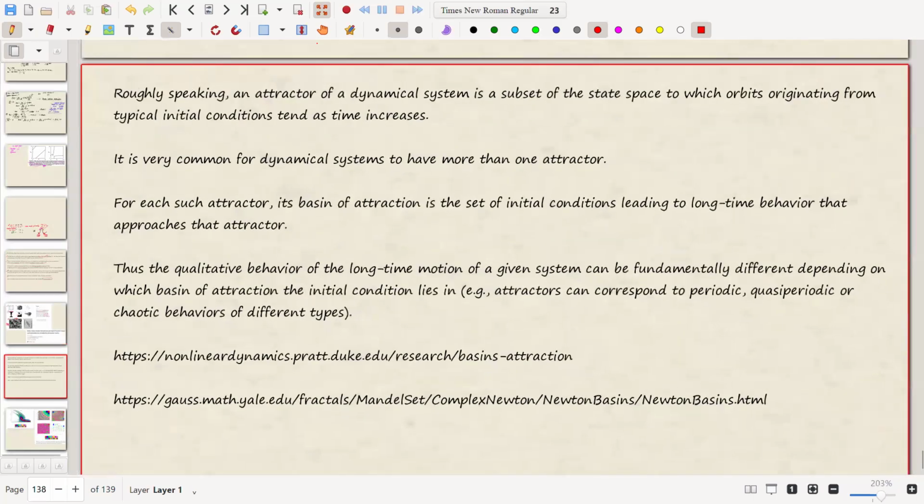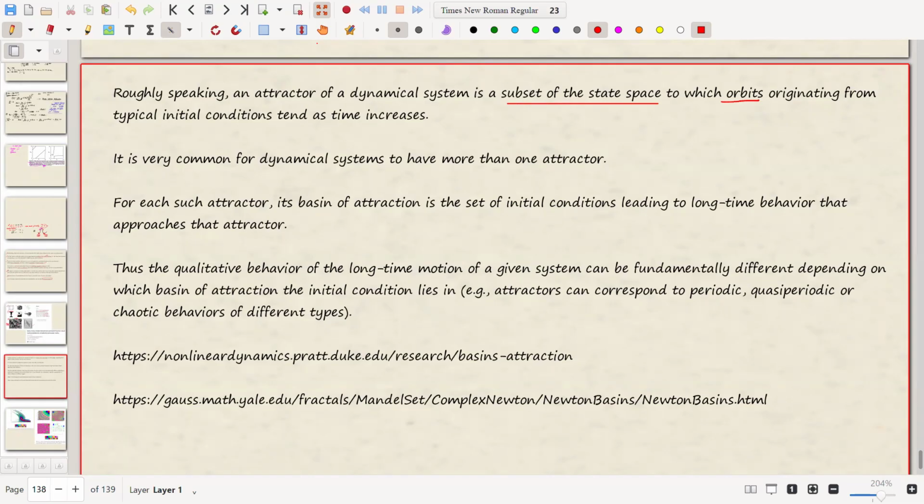So what is an attractor, basically? An attractor, roughly speaking, is a subset of the state space to which orbits originating from different initial conditions tend as time increases over a long period of time. After a long evolution of time, you start from an initial condition, run your system repeatedly, and watch where it converges to, and that is known as an attractor.